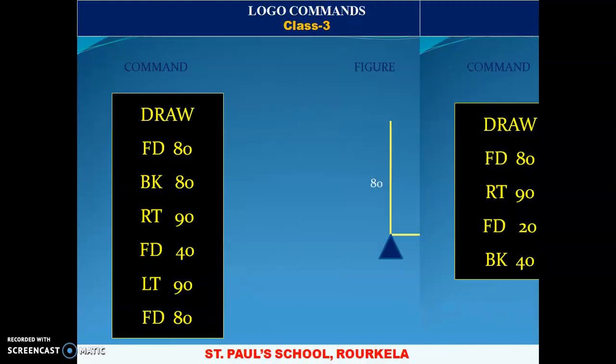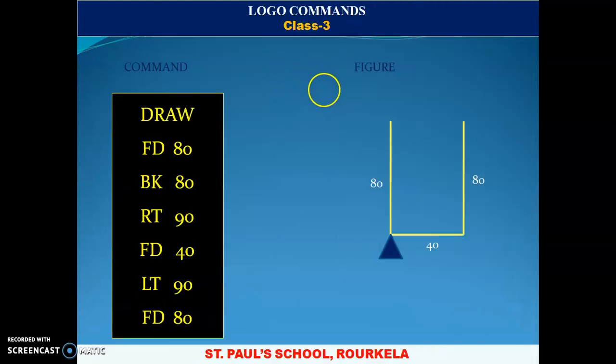Next we will move to the next figure, which is U. Now in a U, your turtle is here. First you have to draw this vertical line. That means upward. Upward means which command you have to use? FD command. So here you write FD80. The turtle moves from this position to this position. When you are using FD80, the turtle will move to the top.